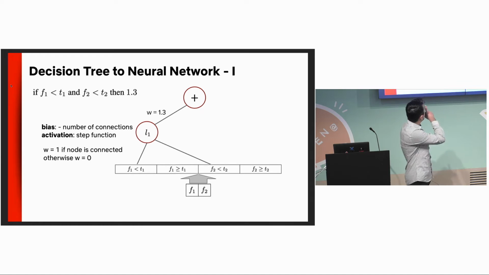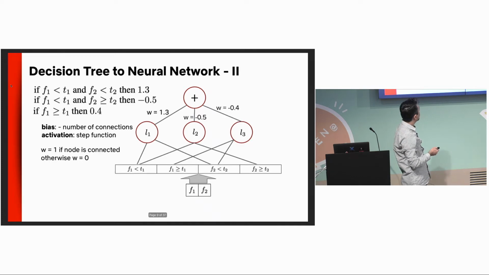Now I can simulate that AND condition by putting a neuron over there that is connected to F1 less than T1 and F2 less than T2. And if you set the right weights and right bias and use a step function as activation function, this neuron can simulate the AND logic for you. And then we have an outer node that's going to accumulate 1.3 if this neuron is active. So I can translate that if statement into a neuron, and I can do it for all the other if statements, or all the other leaf nodes.